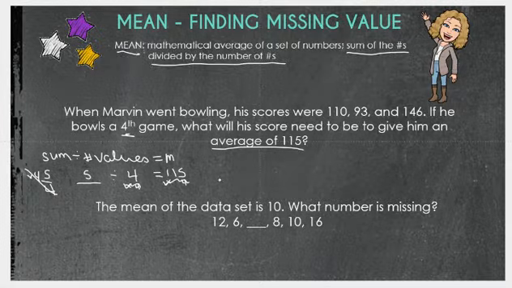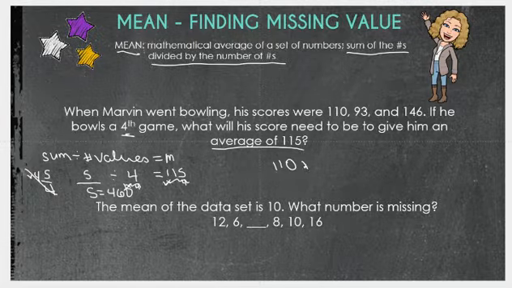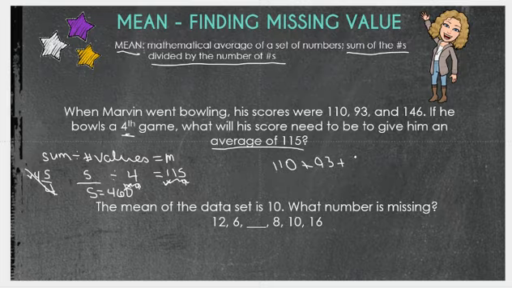What number divided by 4 is 115? We find that by multiplying. So 4 times 115 is 460. So then we find out that the sum is equal to 460. Okay, so now we know that all of his games added together is going to equal 460.